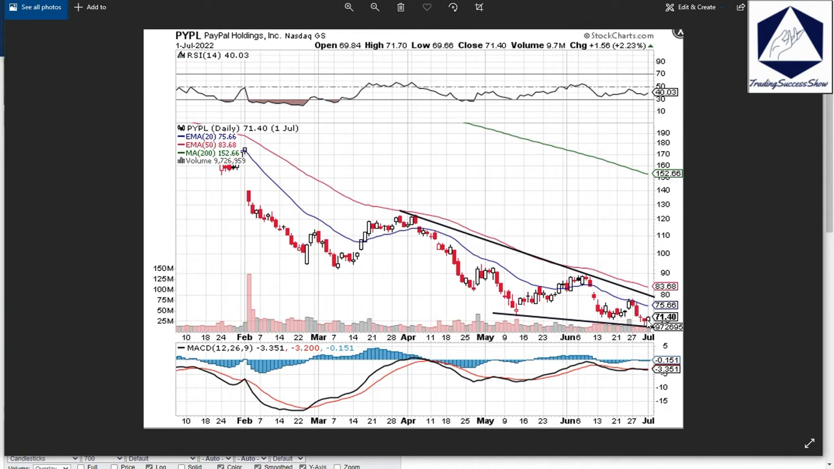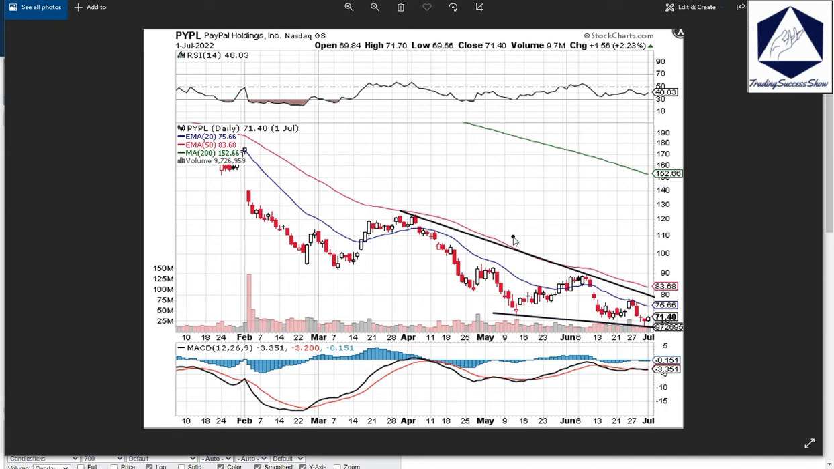Okay, so you see right now on PayPal, see how we've been rejecting in terms of resistance, rejecting this area of resistance, our 50 exponential moving average area. So right now, if we can break through this 20 and hold this 20 exponential moving average, then we're going to be looking at the downtrend to break, which coincides with our 50 exponential moving average spot.